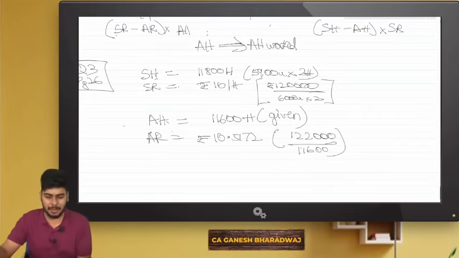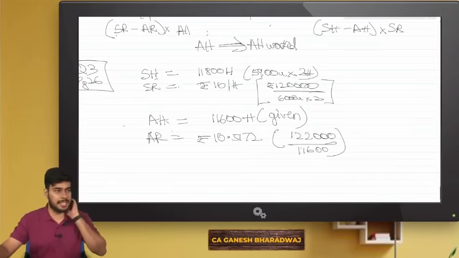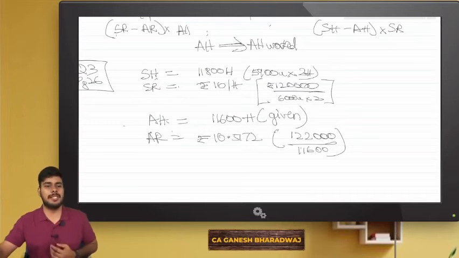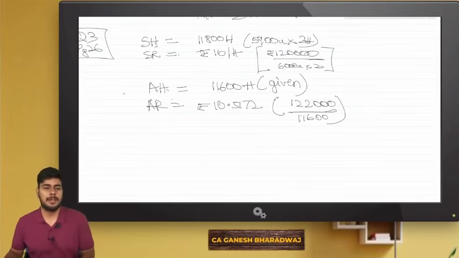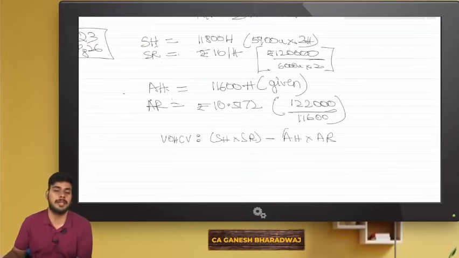Shall we get started with this branch, this tree thing? Can we just do it? Yes. So come on. First thing. What is first? Variable overhead cost variance formula. Standard hours into standard rate, minus actual hours into actual rate. Plug and play. That's all.